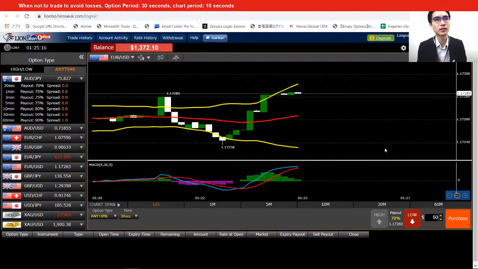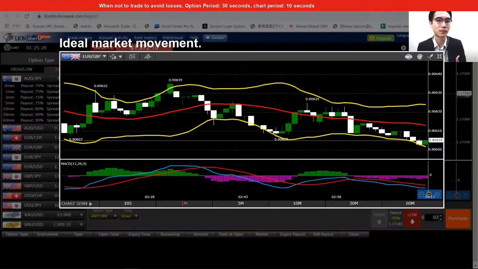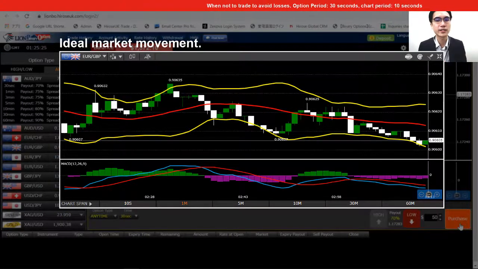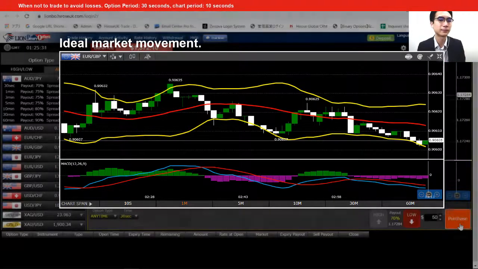The ideal market to trade with is when the candlestick develops gradually. When it develops gradually, the price is more stable, and it has a higher profit chance for you as well if you trade in the gradual market movement.